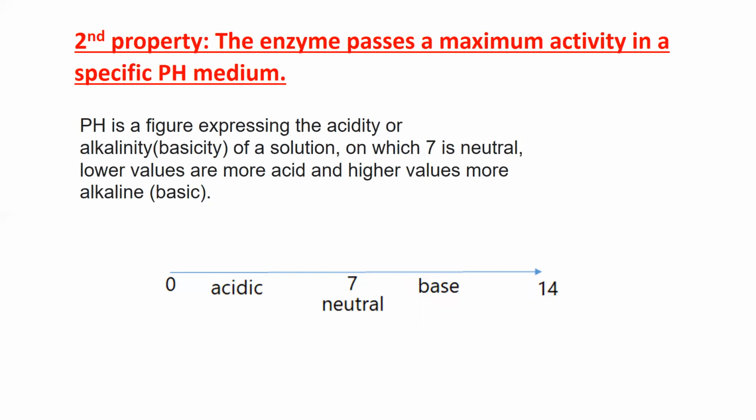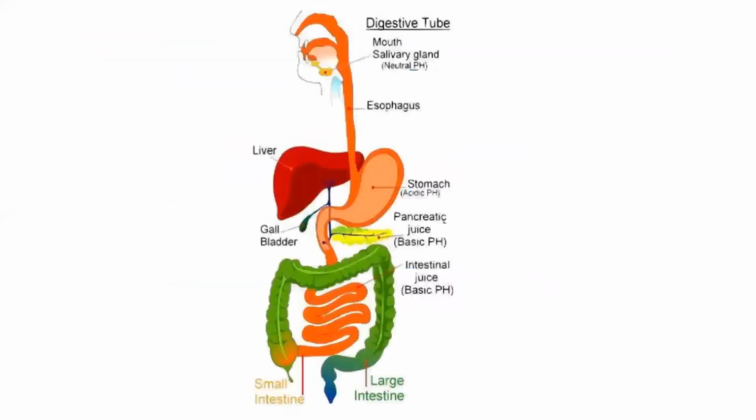If the pH is equal to 7, this means that the solution is neutral. If the pH is less than 7, okay, between 0 and 7, this means that the solution is acidic. And if the pH is greater than 7, which means between 7 and 14, this means that the solution is basic, okay? Now we know that each enzyme is active at a specific pH.